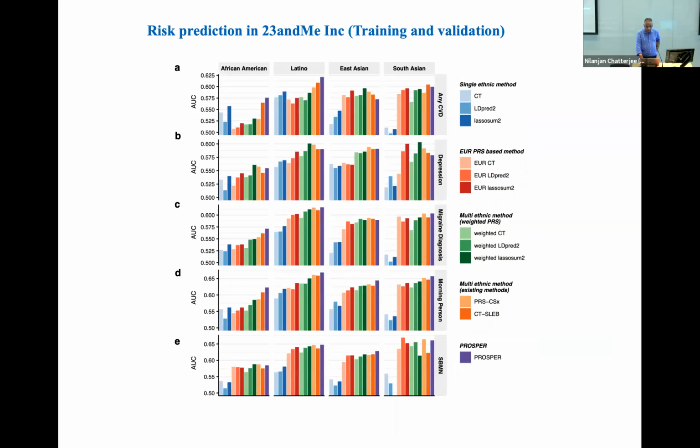This is the expanded analysis now, with more traits from 23andMe and also more methods. The last one is the same as before, but we have added Prosper, which is the last box. As you can see, this method can also give better performance. Generally, we found that these methods tend to be the best or close to the best. Sometimes, especially in the African population, it can give notable improvement compared to PRS-CSx or even the CT-SLEB method.